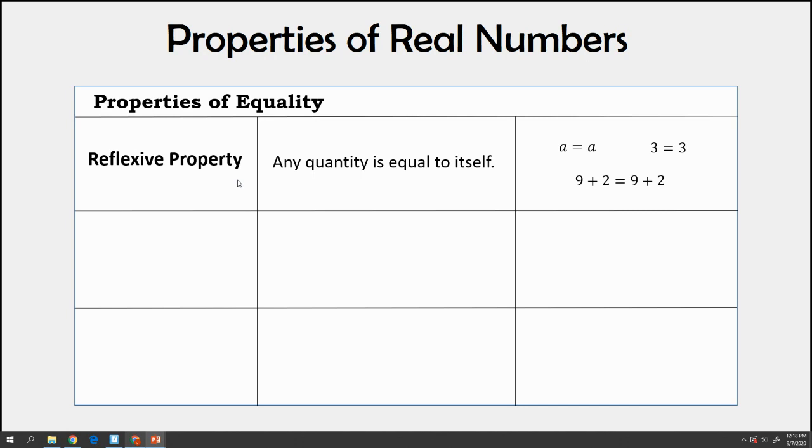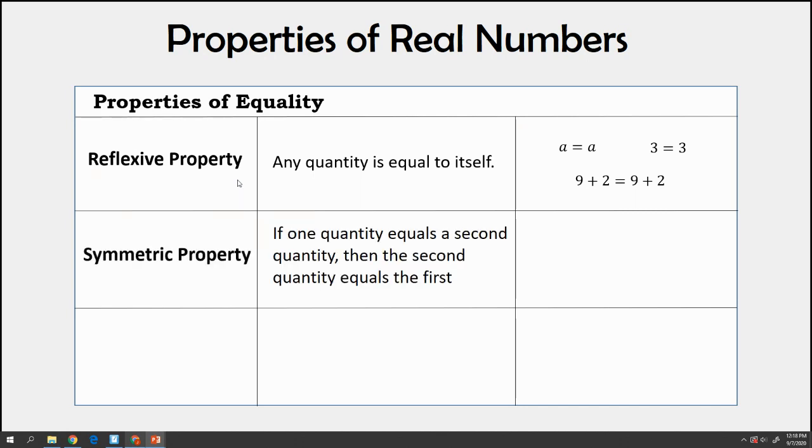That's reflexive. Symmetric. What symmetric says is you can basically switch sides when you have an equality statement. So if one quantity equals the second, then the second equals the first. So, for example, if I told you that A equals B, you could switch it around using the symmetric property and say, well, B has to equal A also. If I said 7 equals 3 plus 4, you could interchange the sides and say, well, 3 plus 4 has got to equal 7. So it's really interchanging the sides, flipping the left and the right around.